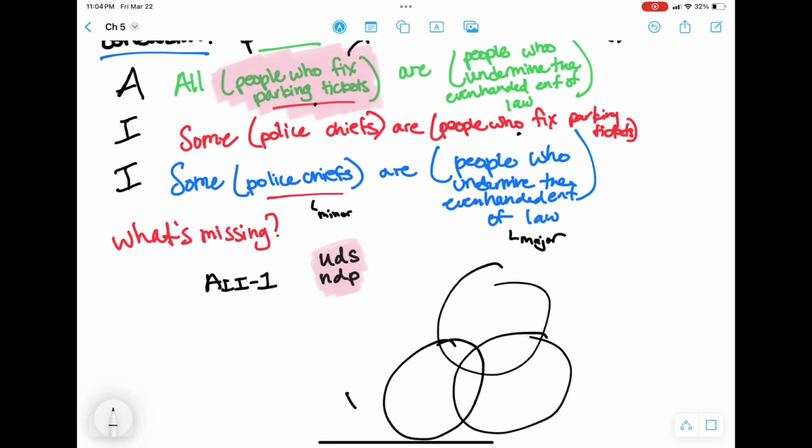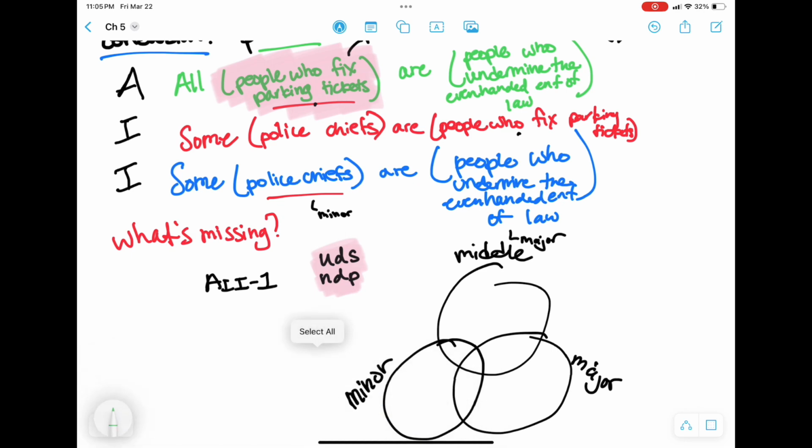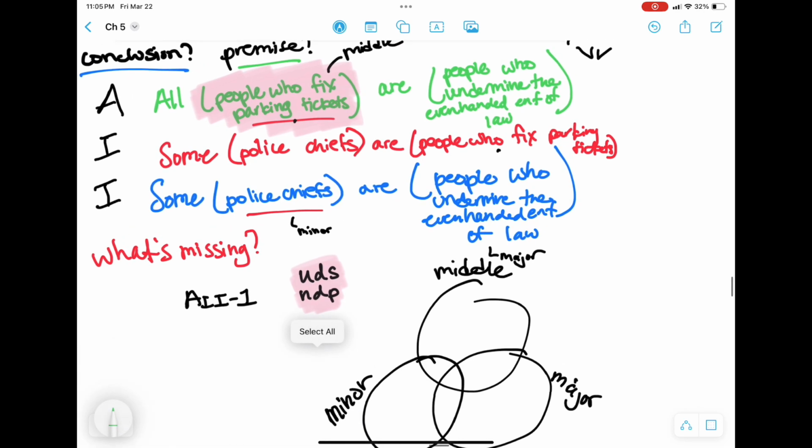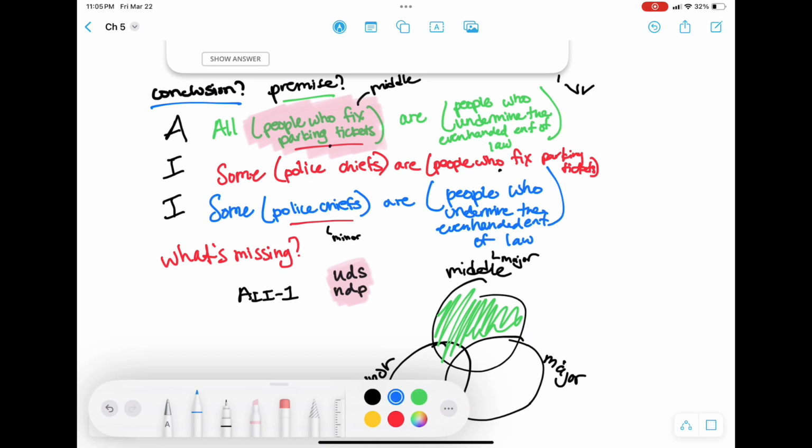Let's double check that using Venn diagrams. All right, so as always, let's put our minor term on the left, major term on the right, and our middle term up top. And then we're going to fill in, remember, always if there's a universal premise, always fill that in first. So all people who fix parking tickets are people who undermine the even-handed enforcement of the law. All middle are major. So we're going to shade any middle that's not a major here. So this whole middle region that's not in the major region is going to be shaded due to premise 1.